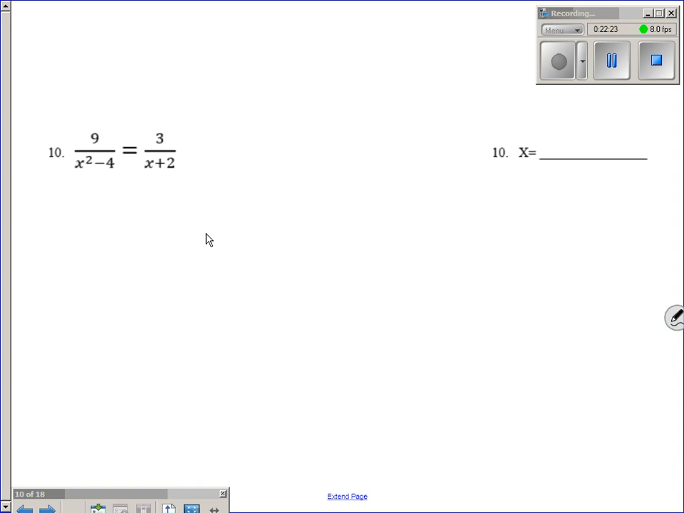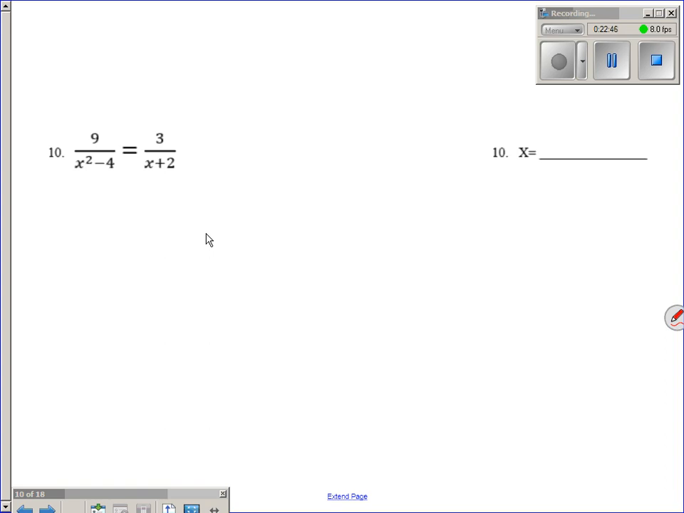Number 10, this is a proportion where we have fraction equals fraction, and we are trying to solve this for x. So I taught you guys using a proportion how to solve this. Don't forget, since we are solving, we do need to list our restrictions, because if we get an x value that is a restriction, it's no solution.